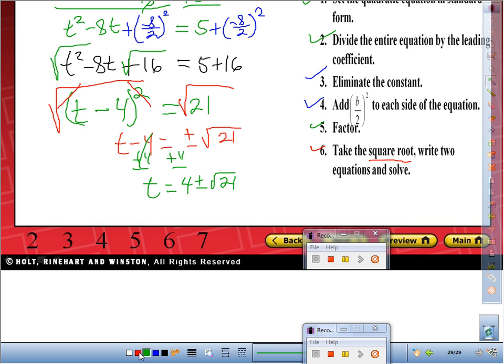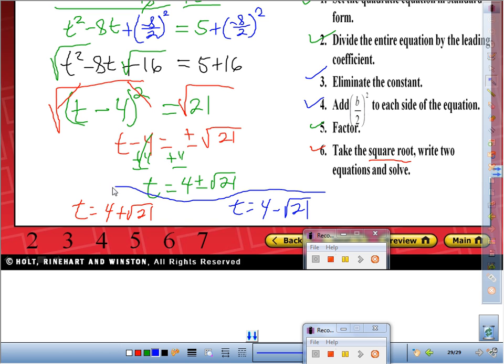And if I was to ask you to write two equations, it would be what? t equals 4 plus square root of 21. And what is my second one? t equals 4 minus square root of 21. And what are those called? Roots or zeros. Those are my solutions. Got it? Let's do another one.